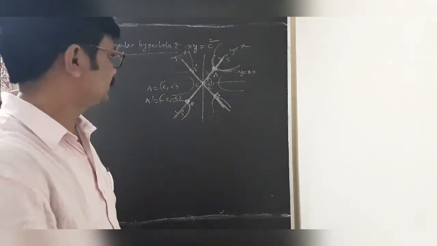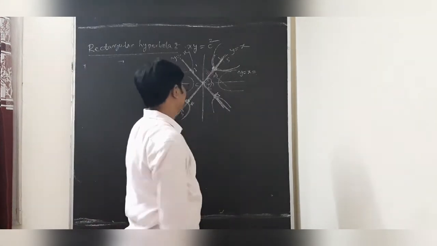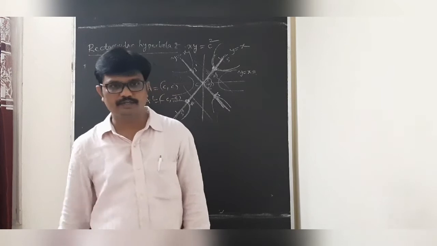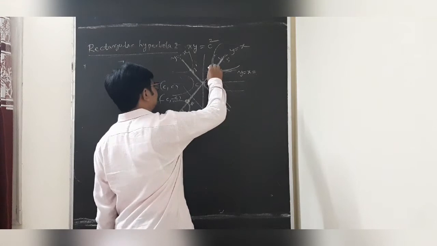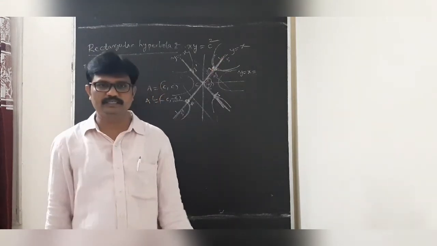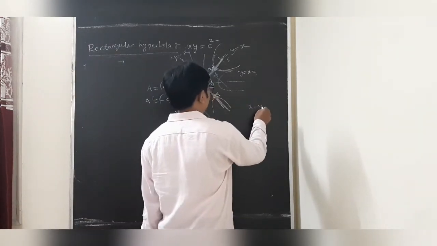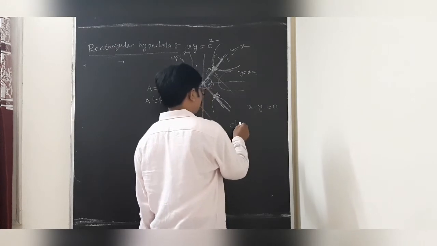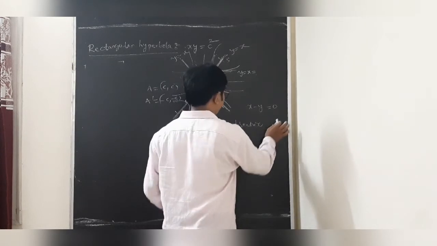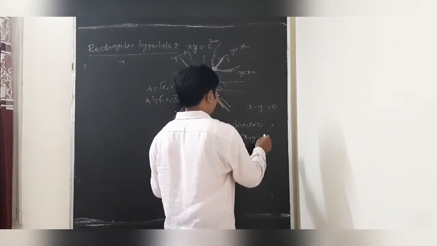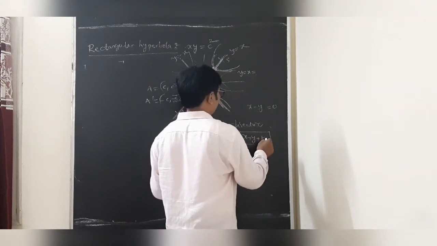Now students, we are going to discuss the directrix. How do we find the equation of the directrix? The directrix is always perpendicular to the transverse axis. The equation of the transverse axis is x minus y equal to 0. So the equation of the directrix is x plus y plus k equal to 0.